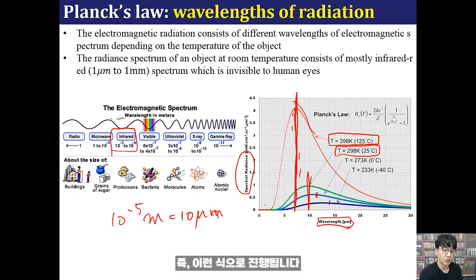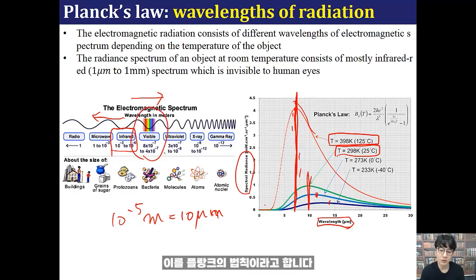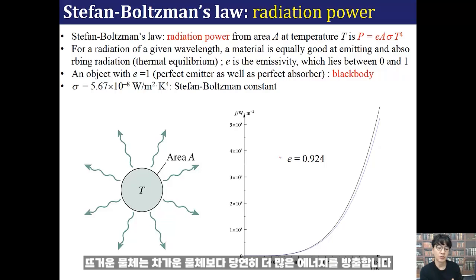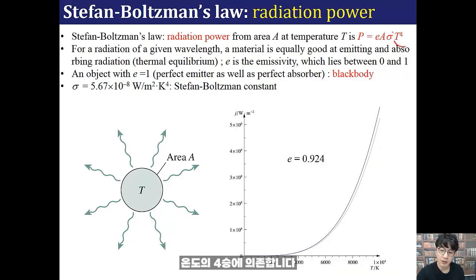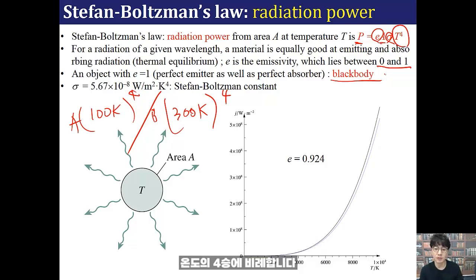As the temperature becomes lower, the peak moves this way. Wavelengths increase as temperature decreases. As temperature increases, the peak wavelength of the radiation decreases. This is called Planck's law. A hot object radiates more energy than a cold object, of course. It depends on temperature to the fourth. The most important part here is that the radiated power, how much radiation energy is generated by a hot object, is proportional to temperature to the fourth.